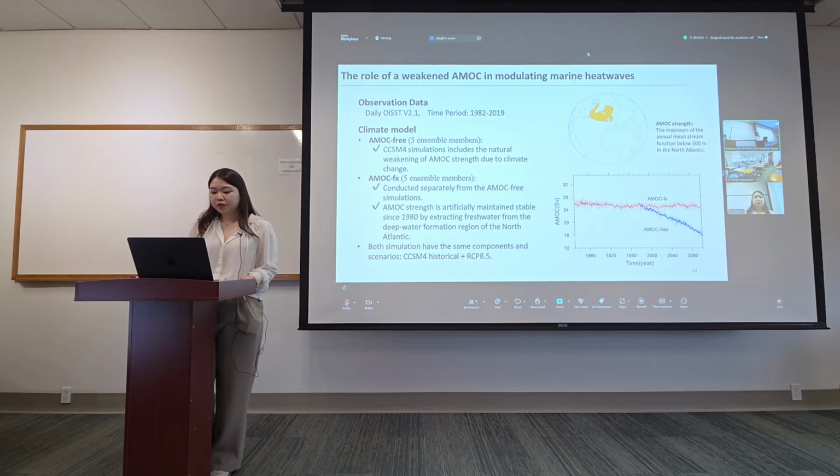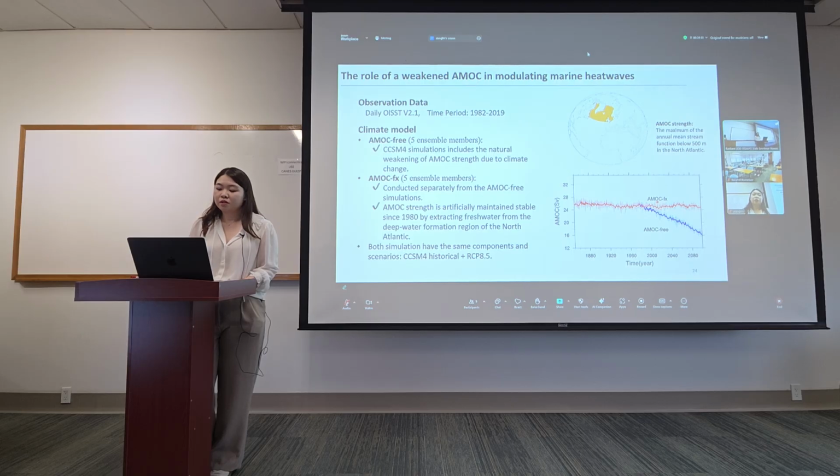In the AMOC free runs, the blue curve showing here, the model includes the natural weakening of the AMOC due to climate change. Parallel to the AMOC free, we conduct a sensitivity experiment. We call it AMOC fix.